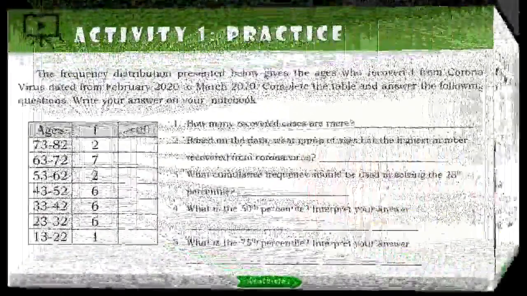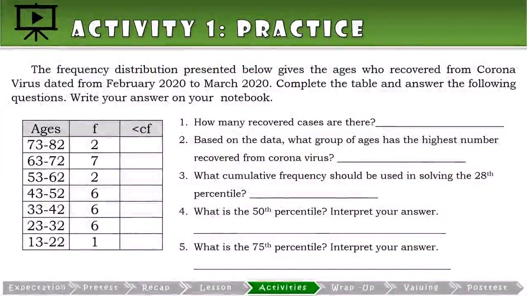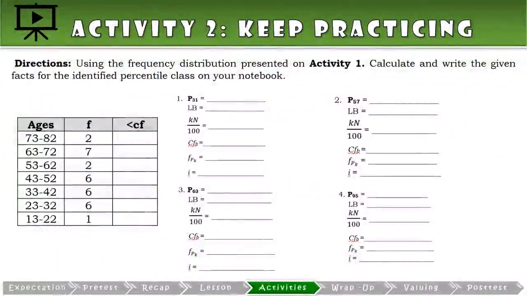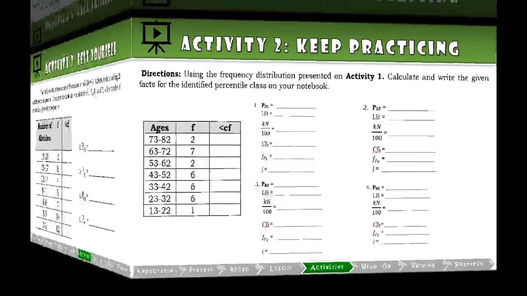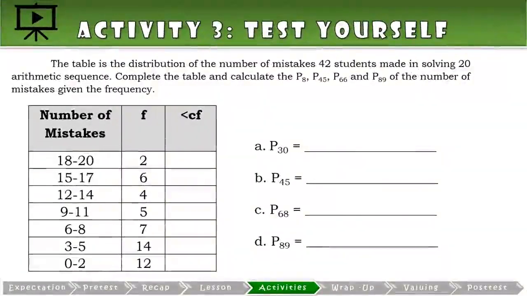Now, let us answer the following activities. For Activity 1, practice. The frequency distribution presented below gives the ages of those who recovered from coronavirus, dated from February 2020 to March 2020. Complete the table and answer the following questions. Write your answer in your notebook. For Activity number 2, keep practicing. Directions. Using the frequency distribution presented in Activity 1, calculate and write the given facts for the identified percentile class in your notebook. For our last activity, test yourself.